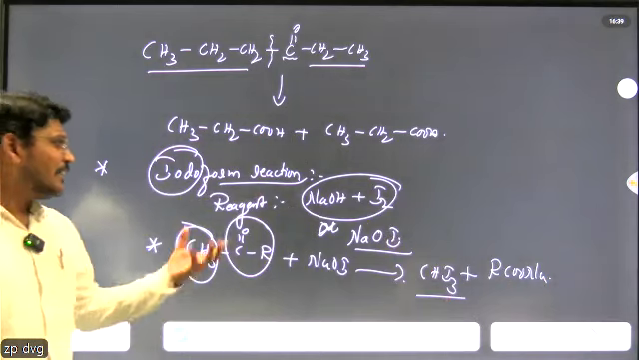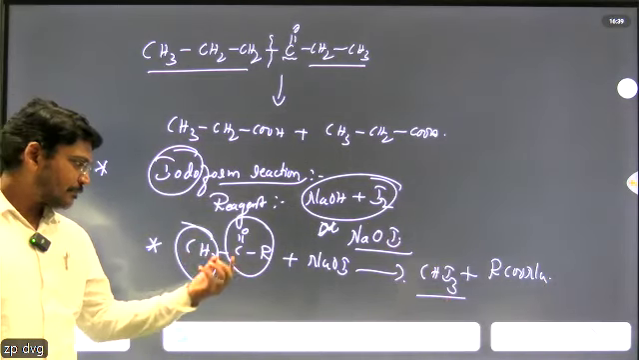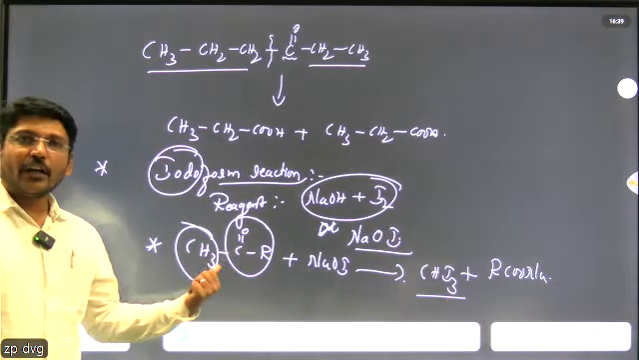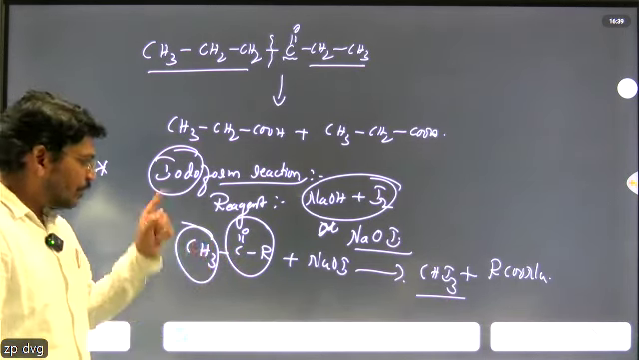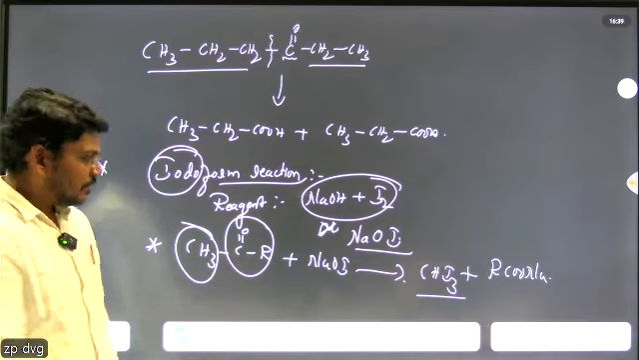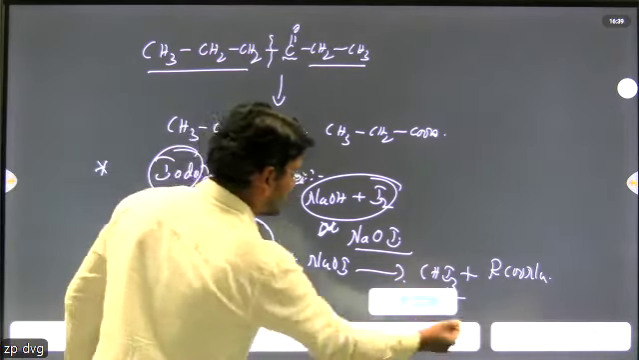Normally, this reaction is used to identify whether the given aldehyde or ketone contains a methyl group or not. If it contains a methyl group, then only it undergoes the iodoform reaction. Otherwise, we can take one more example also.